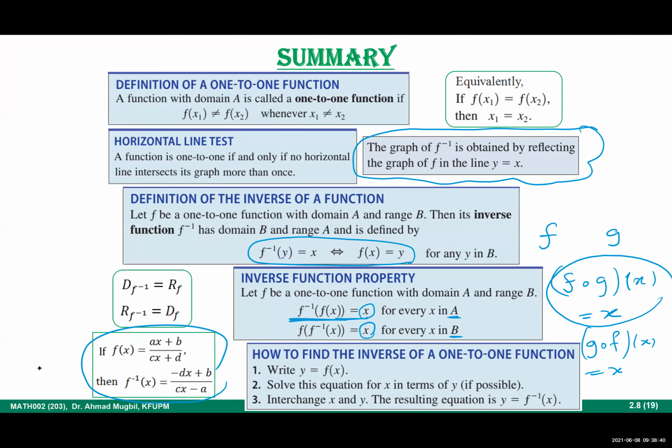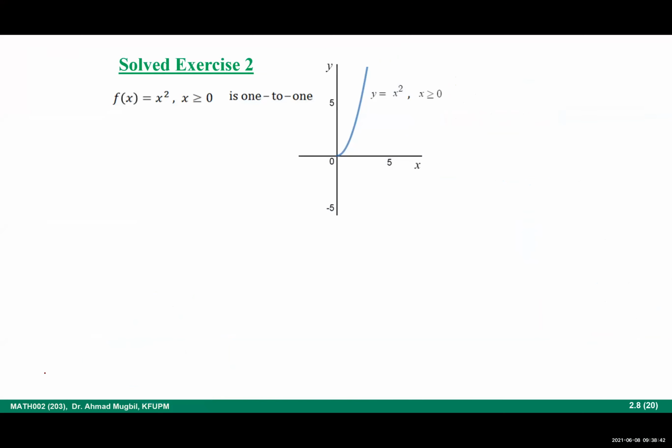Let's go now to the exercise we solved yesterday. Let's go over it quickly. We have here a function, the squaring function, x squared. It is not one-to-one, but with this condition now, it is one-to-one. And this is the graph. If you draw any horizontal line, it will be one-to-one. The question is, what is the inverse of this function?